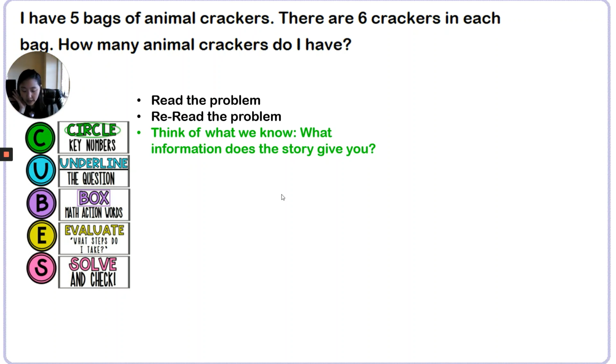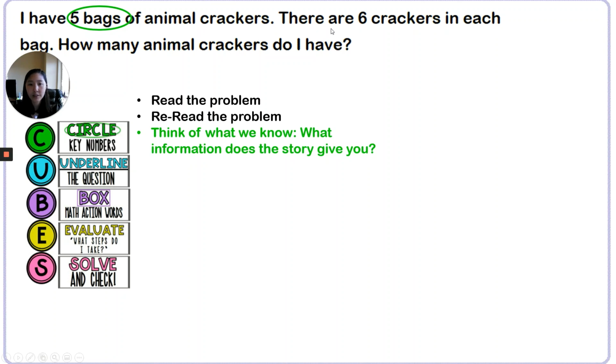So I see I have 5 bags of animal crackers. I already see in the first line that we have 5 bags, so I'm going to circle that just like that. You're doing that as well. If you want to use colors at this point because you have them, great. If you want to just use regular pencil, that's absolutely fine. That's what we're circling, underlining, and boxing separately.